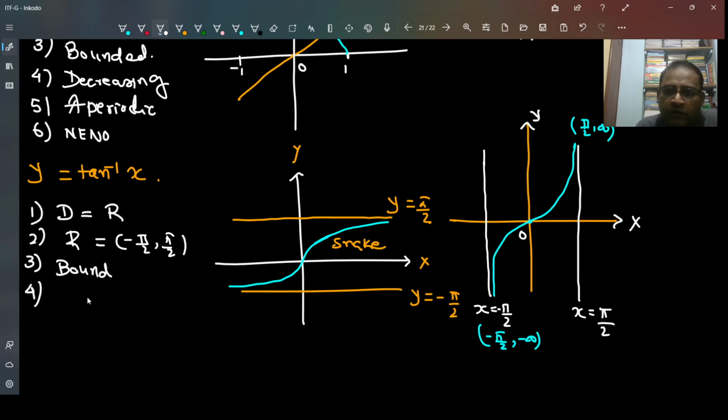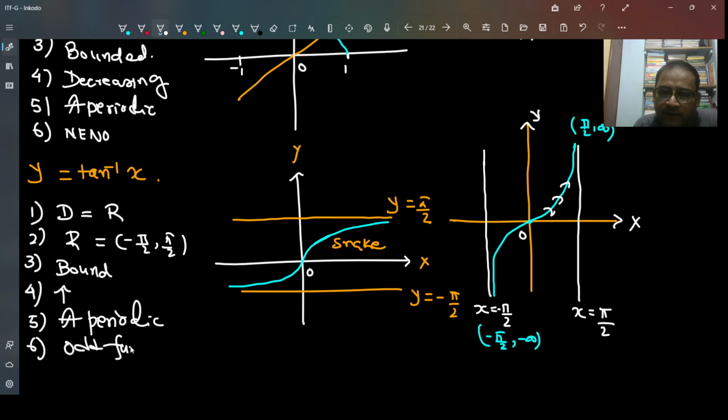Fourth point, it is increasing because here tan is increasing. When x increases, the curve increases, so it is also increasing. Fifth point, it is not a periodic function. And you notice that whatever height you get after the origin, when you go to the left side of the origin, you get the same height downward. Therefore, it is symmetric with respect to the origin. You can say that it is an odd function.